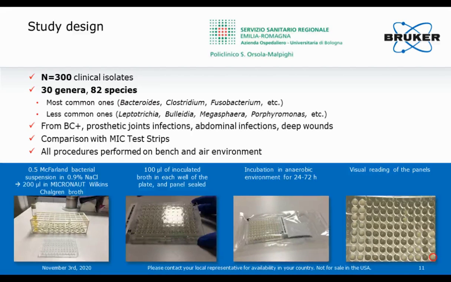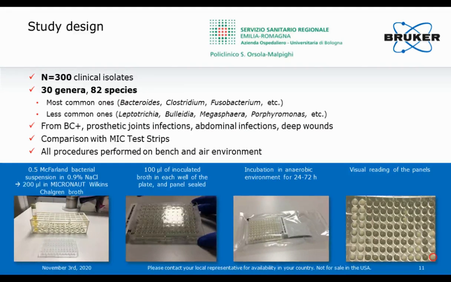Overall, 300 non-duplicate clinical isolates were included, corresponding to 30 genera and 82 species, from the most common to less common ones. The strains were collected prospectively from blood cultures, prosthetic joint infections, abdominal infections, and deep wound infections. To achieve the presence of a higher number of different and less common species, the number of Bacteroides fragilis, the most common anaerobic pathogen, was limited to the first 33 consecutive isolates.